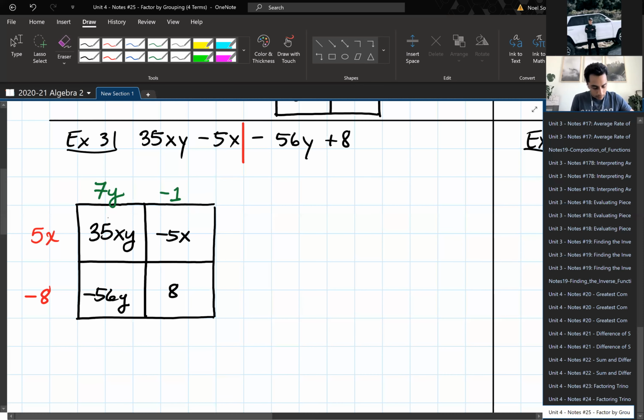All right, so therefore we have our two factors. We have 5x minus 8 as my first factor, and then I also have 7y minus 1 as my second factor. What could you do if you really wanted to check that you did this right?